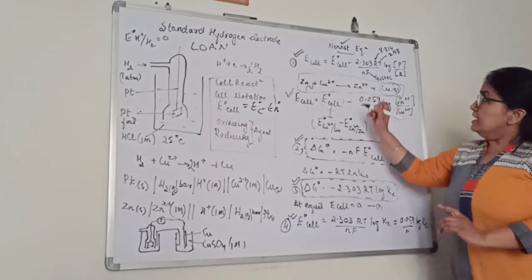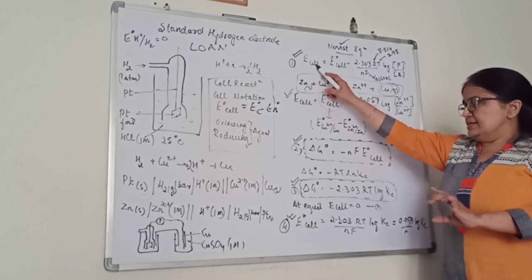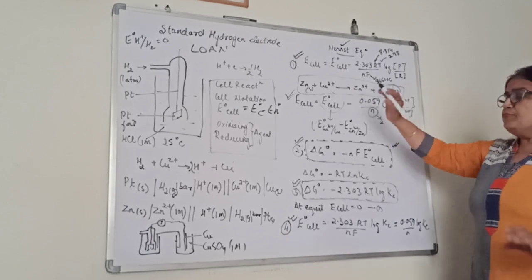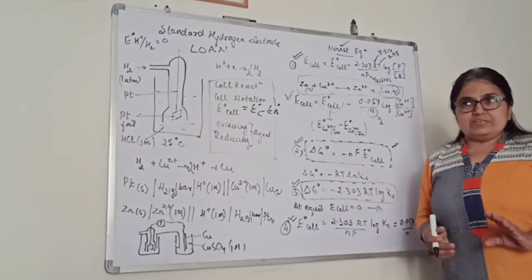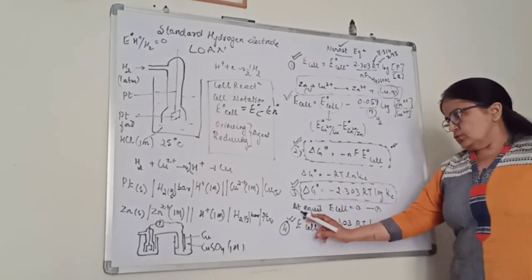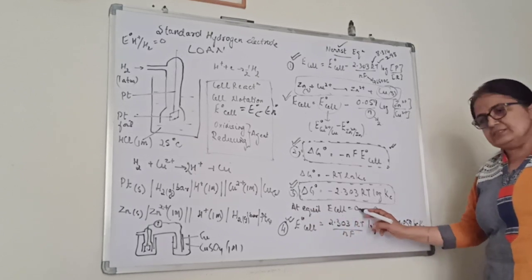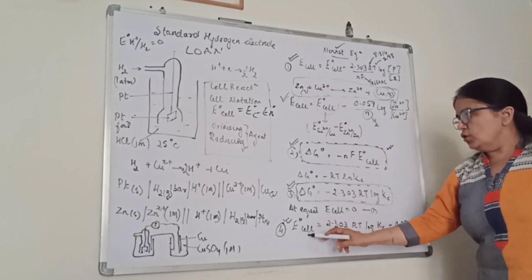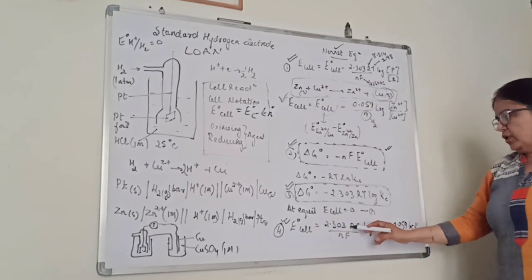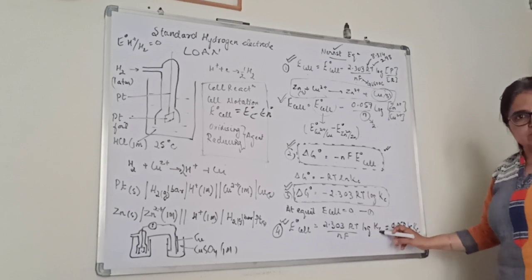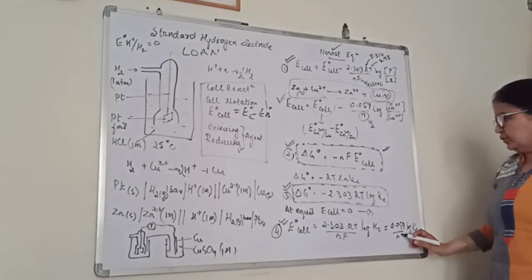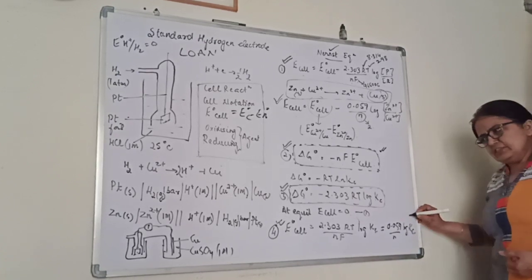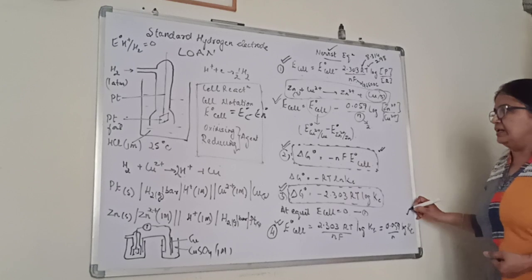Now, if I make some changes in this, I can get the next two equations also. How? See, if a particular reaction is in equilibrium, we say E cell is 0. So, at equilibrium, E cell is 0. If I put this E cell as 0, what will I get? E naught cell is, same thing I have written, 2.303 RT by NF log Kc. These values again if I calculate, I will get E naught cell as 0.059 by N log Kc. Even this form of the equation can be used for numericals.